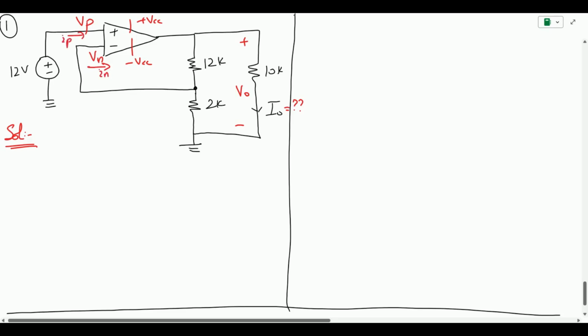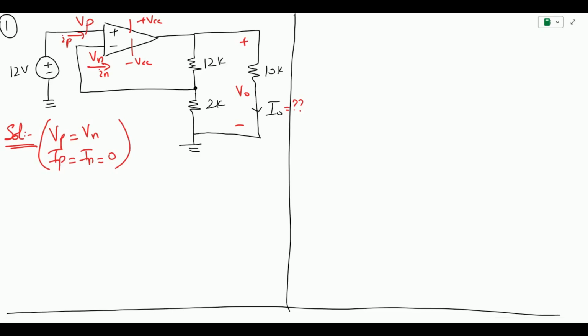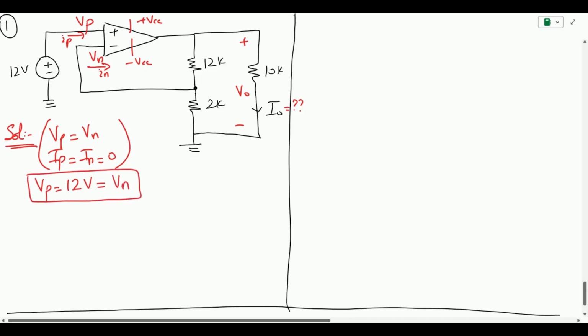Again, virtual short says that Vp is equal to Vn and Ip equals In, which is equal to 0. So this is the condition that we are always going to utilize when working with this. So let us figure out what is the voltage appearing at Vp. Since the voltage at Vp is 12 volts, and since Vp equals Vn, this is going to be Vn. So we have figured out what is the voltage at the input side.